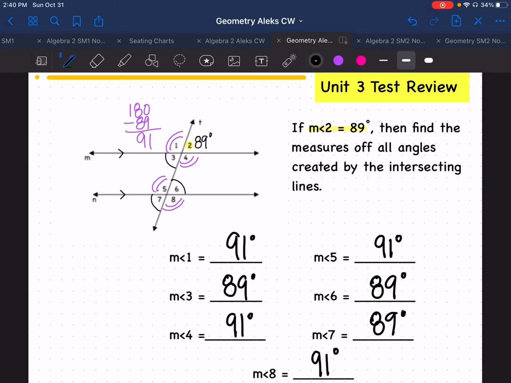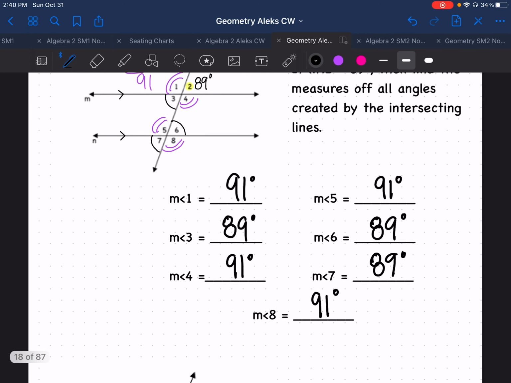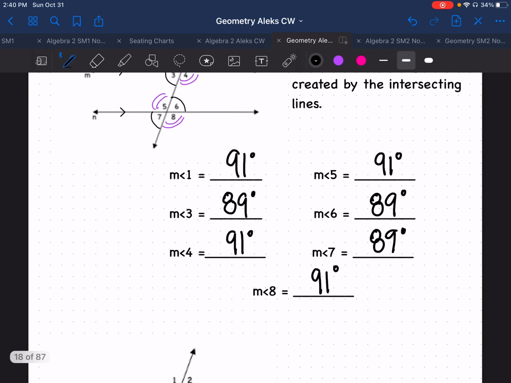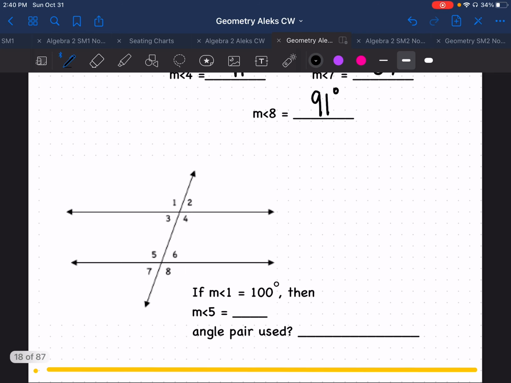Look at how easy that was. So all you have to do is identify your equals. Guys, I've done it for you. These are your equal pairs. You've just got to use your number that I gave you on your test. And then the other ones are just 180 minus your number. All right, let's move on to the next one.